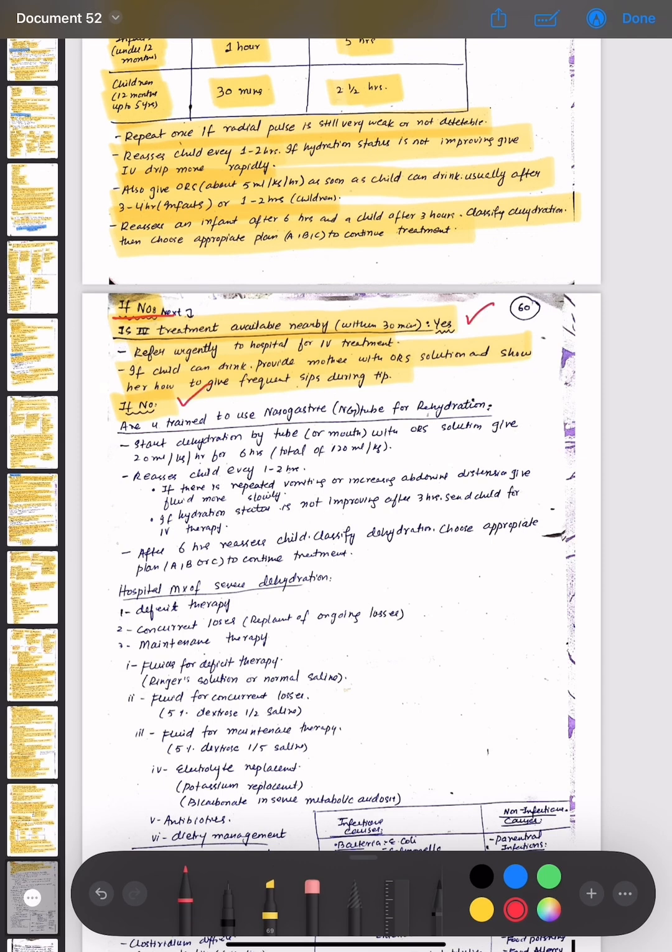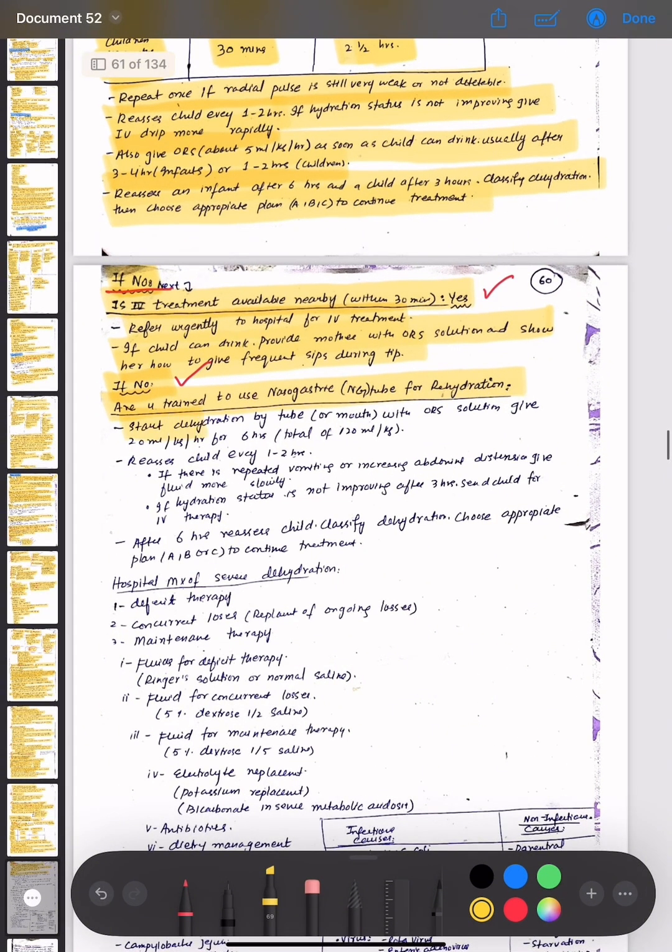If yes, then this. If no, then we will provide this treatment, that is: are you trained to use a nasogastric tube for rehydration? Start rehydration by tube or mouth with ORS solution. Give 20 ml per kg per hour for 6 hours, a total of 120 ml per kg. Then reassess the child at 1 to 2 hours. If there is repeated vomiting or increasing abdominal distension, give fluid more slowly. If hydration status is not improving after 3 hours, then send the child for intravenous therapy. After 6 hours, reassess the child, classify dehydration, and choose the appropriate plan A, B or C to continue the treatment.